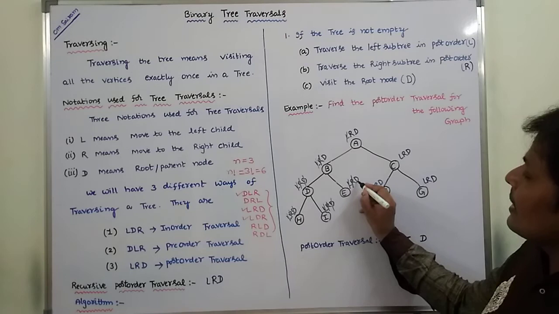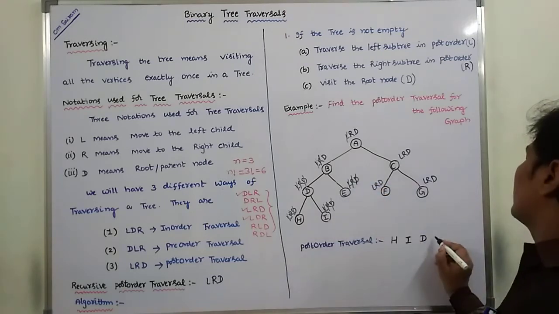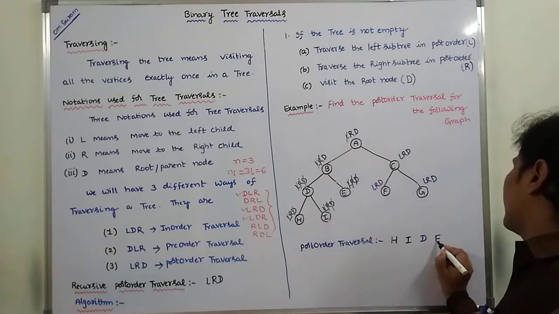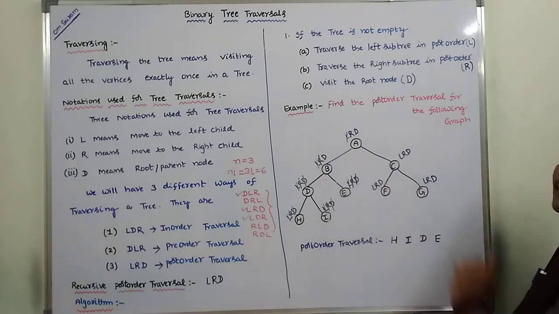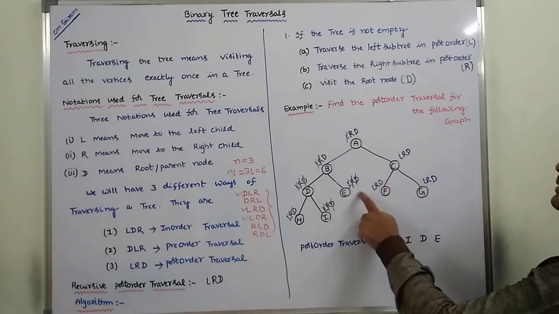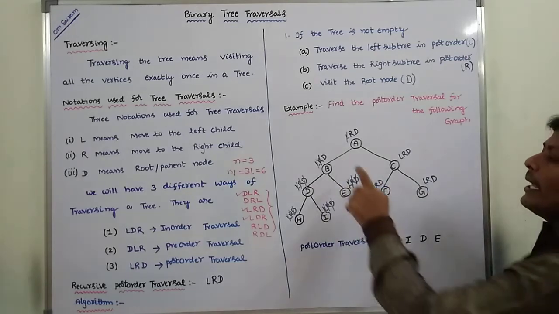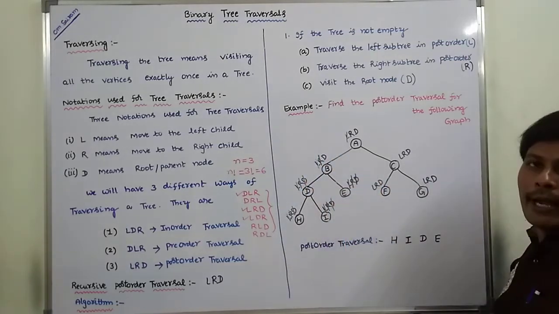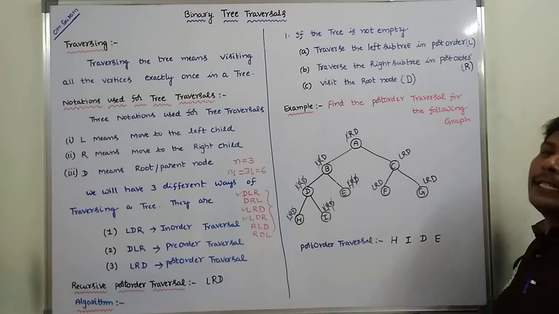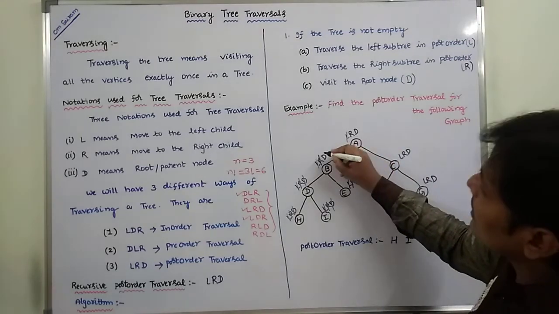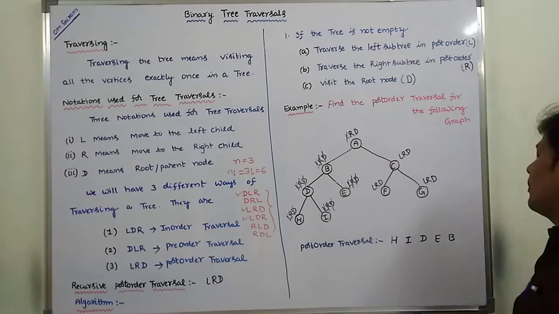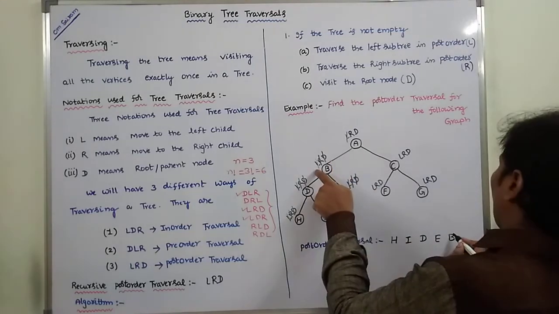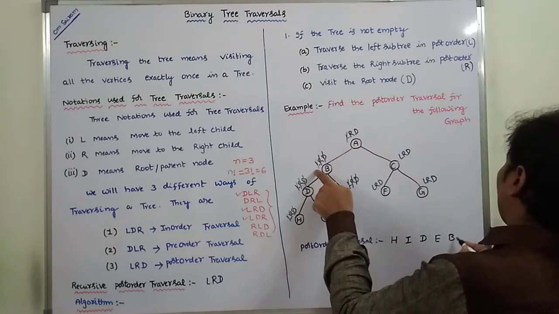So next D. D means visit that node. So visit node E. Here at E, 3 letters are completed. Again backtrack to B. At B, L and R are struck out. Only D is there. D means visit that node. Strike out D and visit that node B. So B is visited.